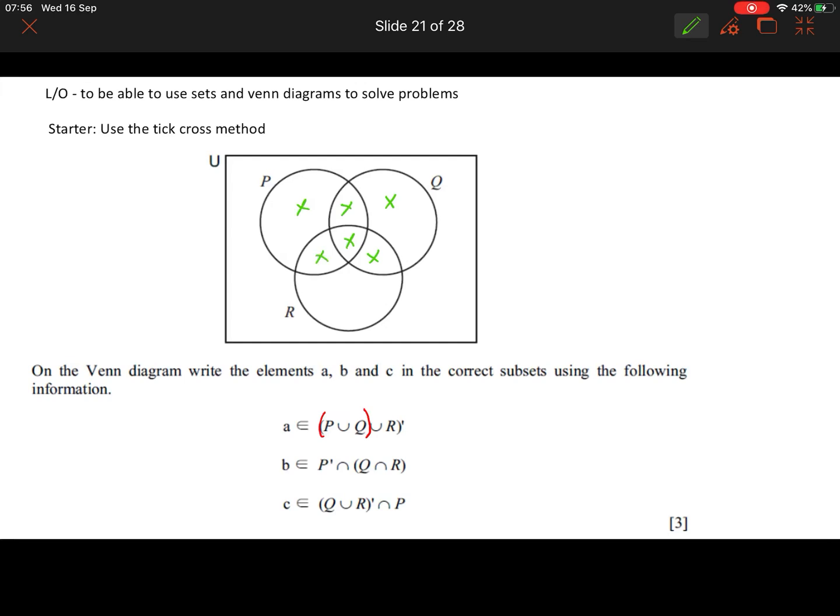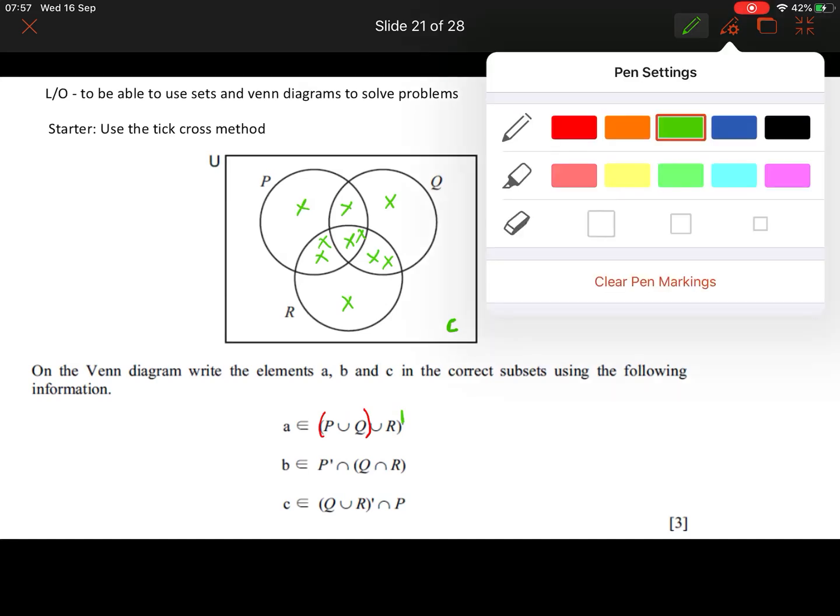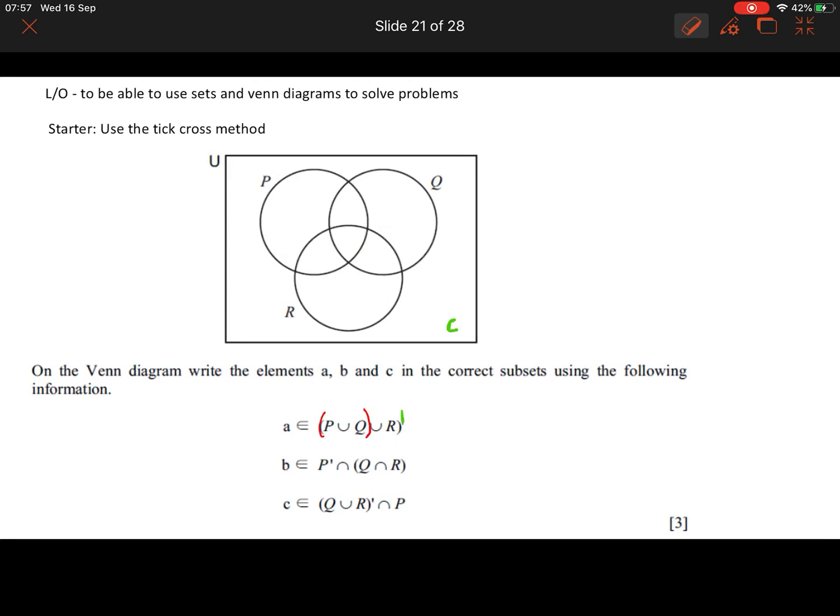Then we're going for R. So you put a cross now in anything that's R. Because it's an OR, the region we're interested in is anything that has one cross, except actually we're not, because it's the complement of all of this. So what we're interested in is anything that doesn't have a cross. So the letter C should go here, in the outside set. Let's just delete these crosses.